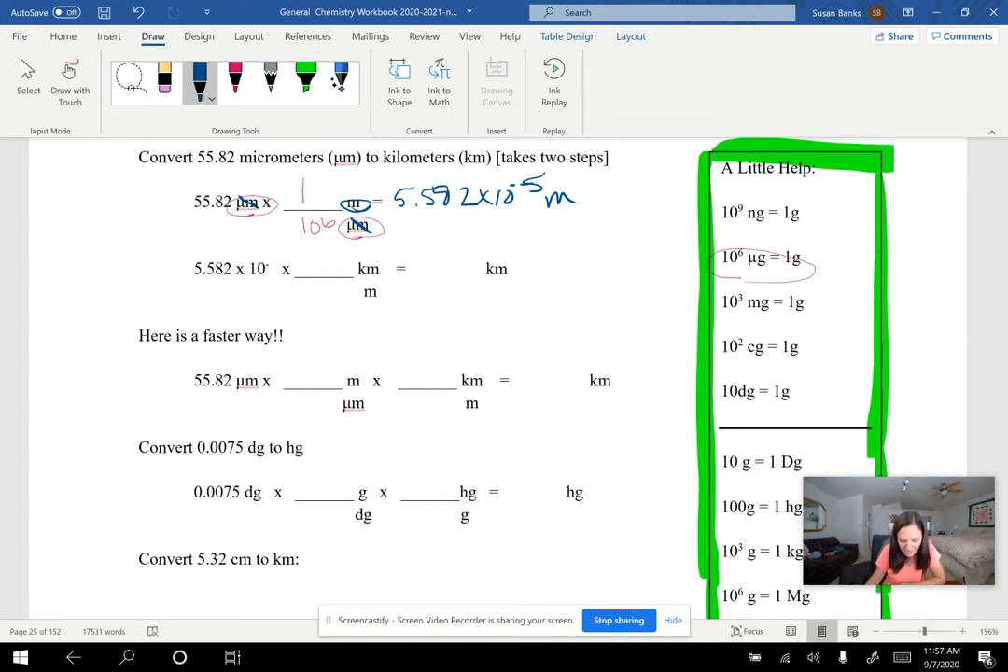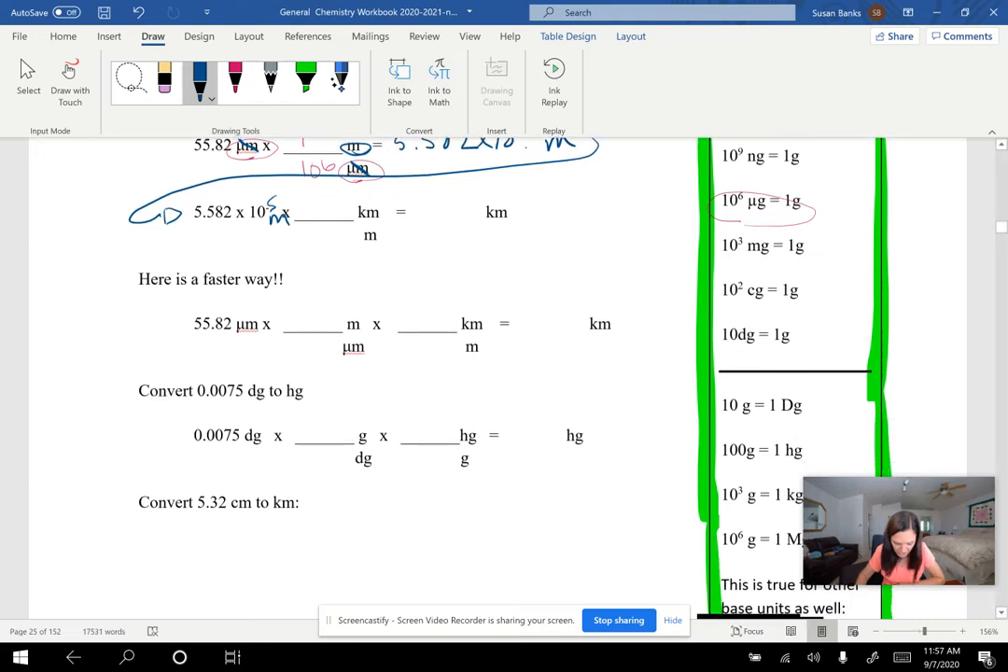But I'm not done because I don't want meters, I want kilometers. So I'm going to take this answer that we just did, and I'm going to put it right here. 5.582 times 10 to the negative 5th meters. And I don't want meters, I want kilometers. So on my next step, I want to look at meters being on the bottom and kilometers being on the top. So let's look at that relationship that I need.